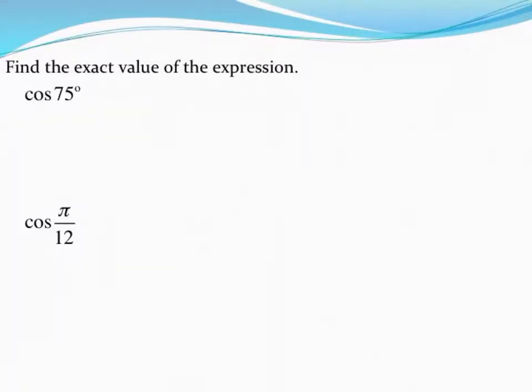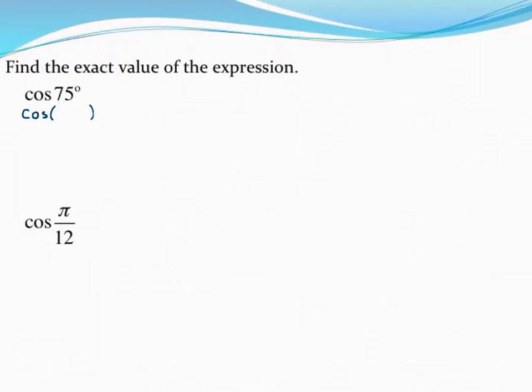Let's take a look at how we can use our sum and difference formulas for sine and cosine to find exact values of angles that are not just our 30, 60, or 45-degree angles that we've talked about in class. To do this, I'm going to need to rewrite this expression as the sum of two angles so I can get 75 degrees as my answer.